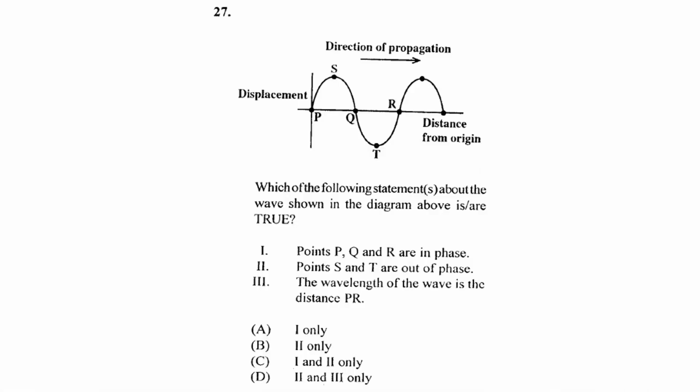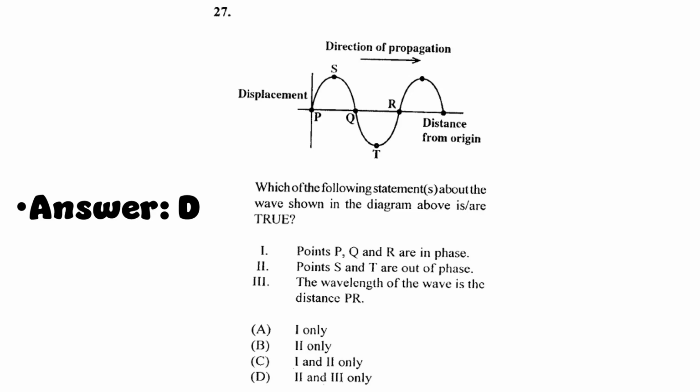Number 27. We're given this diagram that shows the direction of propagation. It's a displacement distance diagram for a wave. It's asking you which of the following statements about the wave shown in the diagram above is or are true. 1. Points P, Q, and R are in phase. 2. Points S and T are out of phase. 3. The wavelength of the wave is the distance PR. Option A, 1 only. Option B, 2 only. Option C, 1 and 2 only. Option D, 2 and 3 only. And the answer is D.